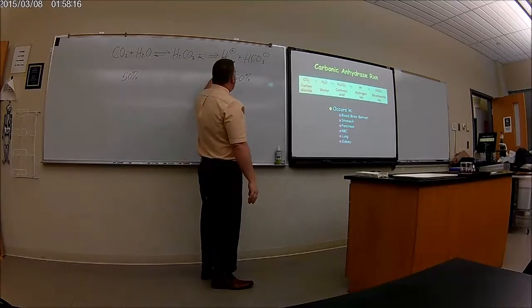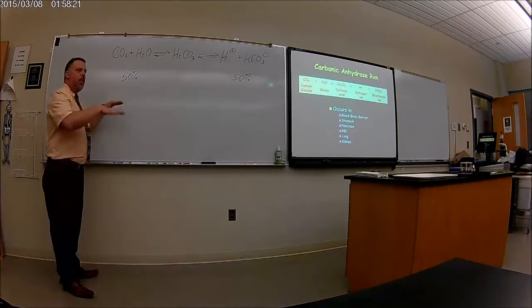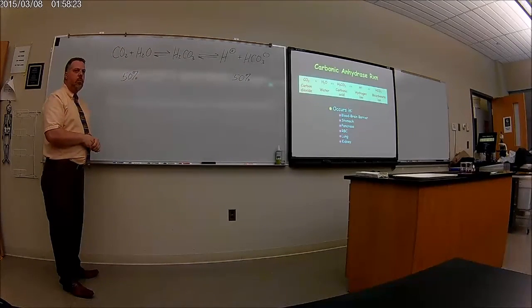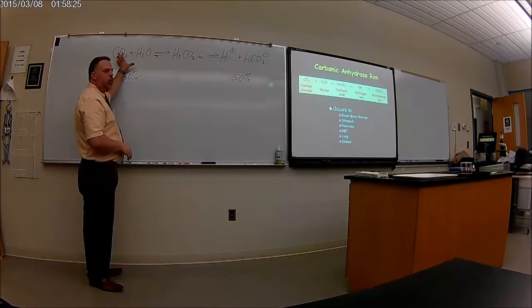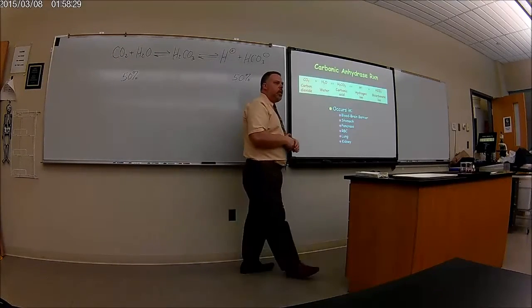If I put more hydrogen in here, this goes up, so the reaction is going to go this way to make it go back to 50%. If I put more carbon dioxide in this reaction, the reaction is going to go this way to get it back to 50%. It's a buffer.